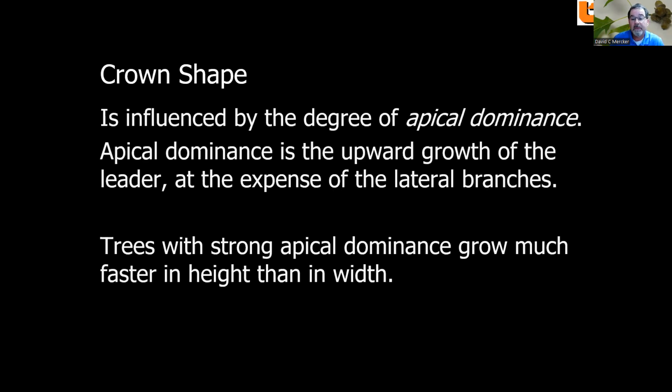So crown shape is influenced by the degree of apical dominance. So we've talked a little bit about the apicals at the tip, in other words, on the branch, and does have one main leader. In other words, apical dominance is that upward growth of the leader, that leading branch, at the expense of the lateral branches. If this is more dominant, then the lateral branches will tend to fall in line. In other words, trees with a strong apical dominance grow much faster in height than they do in width.